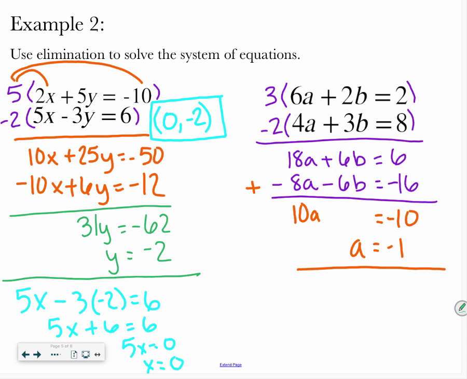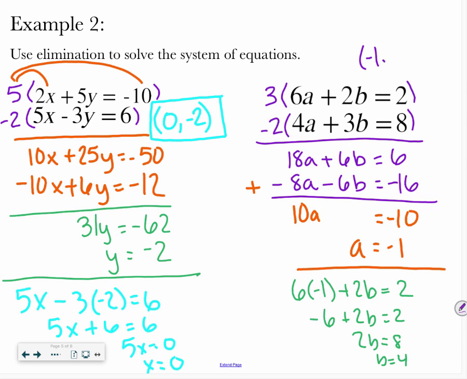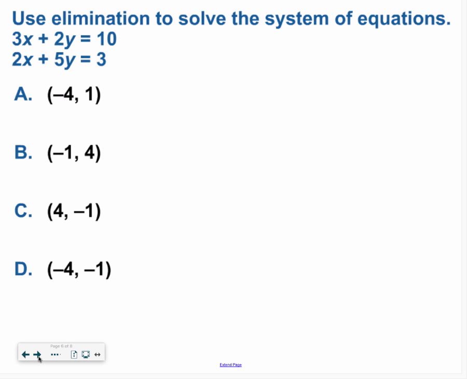Then if I plug that value back into one of my original equations, I can solve for b. So I have negative 6 plus 2b equals 2, or 2b equals 8. b equals 4. So then I go back and I write my ordered pair in alphabetical order. A comes before B, so I have negative 1, 4. And that is my answer. Go ahead and try this one on your own, see how you guys do.